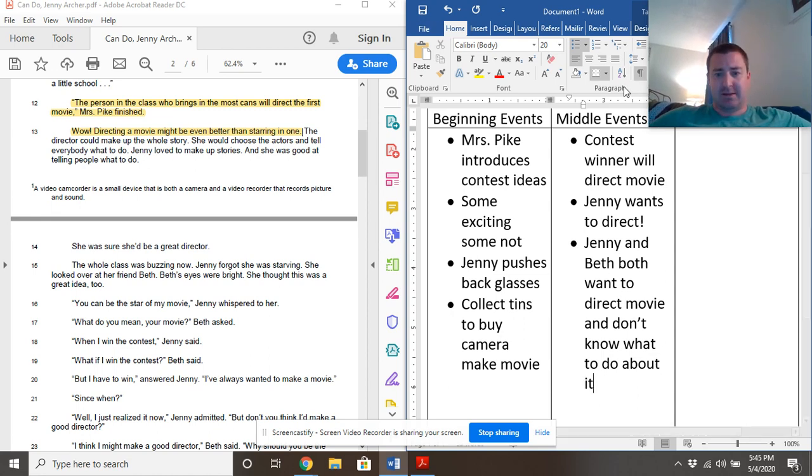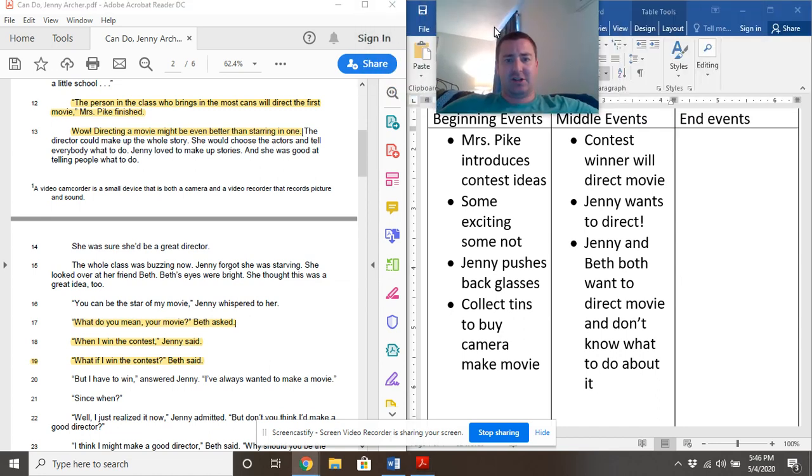Right. So again, we're just taking this right out of the text. When I win the contest, Jenny said, "Well, what if I won the contest?" And we said we were going to read down here. We can highlight this. What do you mean your movie? We can highlight that. All of that ties into that piece of evidence.